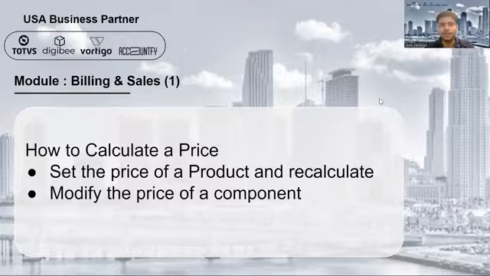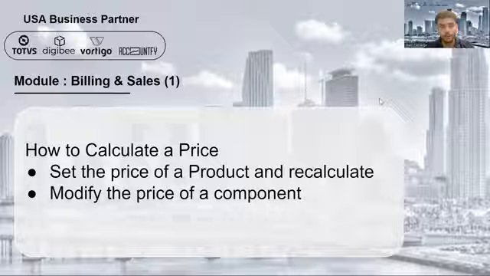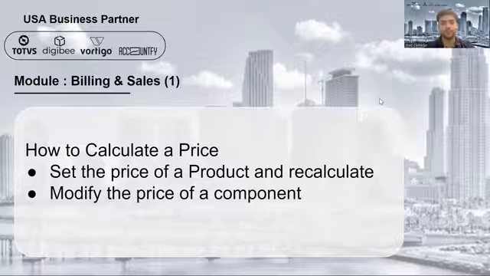Okay, in this module we're taking a closer look at prices, sales orders, and those types of things. So in this first video, we're looking at how to calculate a price. We'll be setting the price of a product and then recalculating it. And then we're going to modify one of its components and its price in order to see how that affects the price of the product. All right, so let's head on into our system.